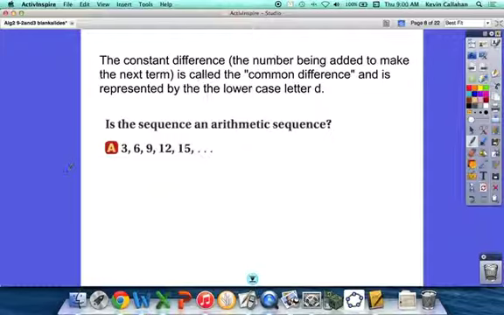So in the sequence on the screen there, is that arithmetic? Does it look like that? Okay, so you say 6 minus 3 is 3. 9 minus 6 is 3. So would you say it's arithmetic? Yeah. What is the common difference? 3. So you would say d equals 3. Common difference.